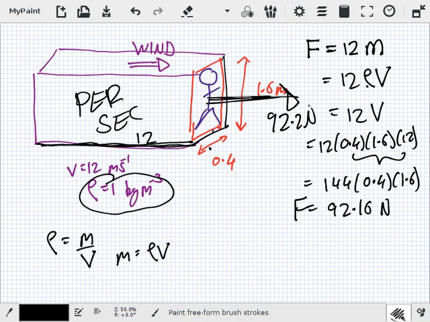So when you feel the wind blowing at you and you have to push forward, what you're doing is cancelling this force pushing you backwards. Otherwise you'd fall. So 92 newtons is pretty big. It's like the weight of 9 kilograms.